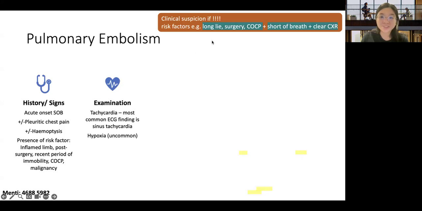I just want to make sure all of you remember at the end of the session that if they have a risk factor, like a long lie, meaning a period of immobility, surgery, or if they were taking the combined pill and they are showing shortness of breath, and on the chest X-ray you can't see anything, please think of PE. Because again, I got that wrong in our OSCE and I regret it a lot. So a clear chest X-ray is characteristic of this.